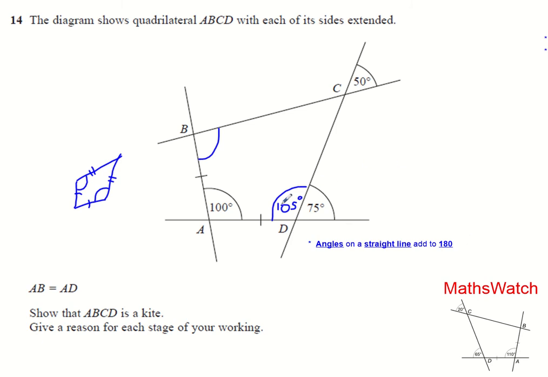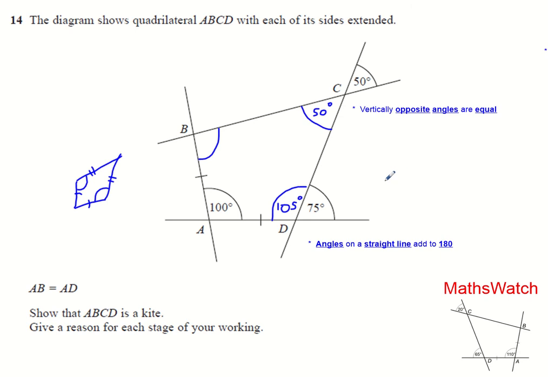So we've got one angle. The next angle we know is this angle up here, and for that we need another fact. That one is that vertically opposite angles are equal. So if this angle here is 50, this angle here is also 50 degrees.